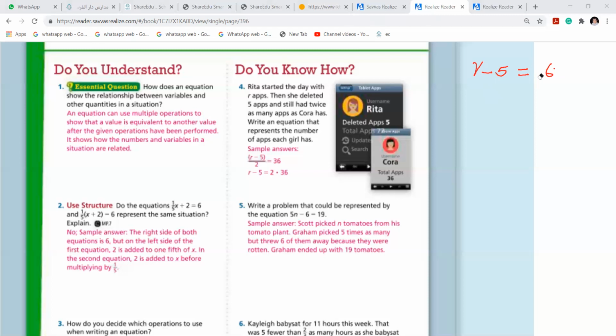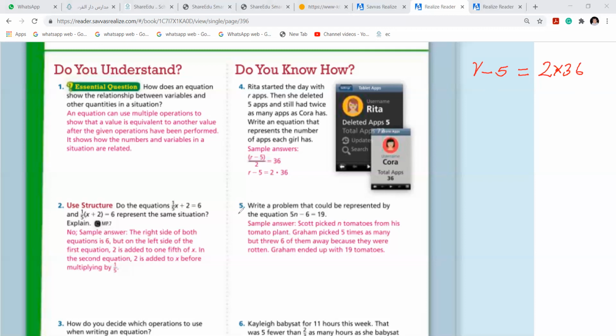Where did the 36 come from? Because in the question, clearly in the picture, they have given you that Cora has 36. So 2 times that of Cora, so that is 2 times 36. Understood? Had R apps, she deleted 5, but still she has 2 times that of Cora's apps. Cora has 36. 2 times 36. Okay.